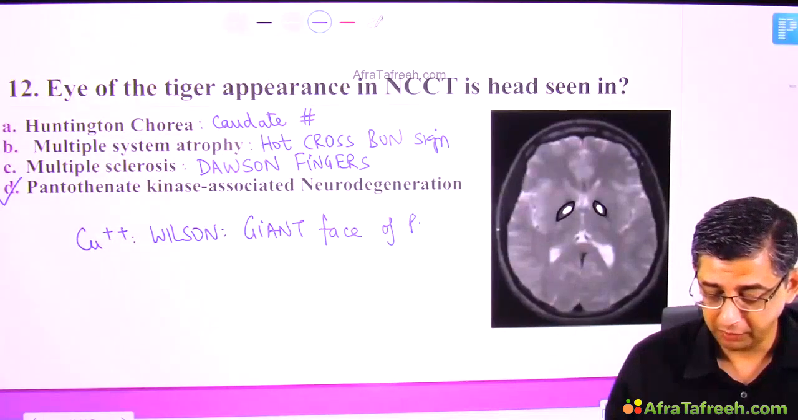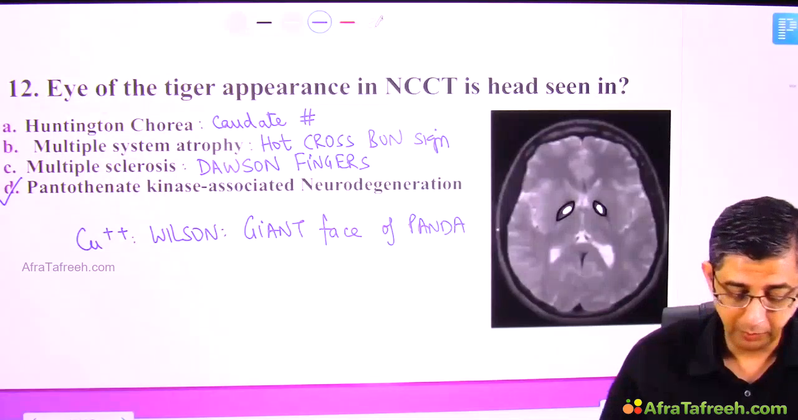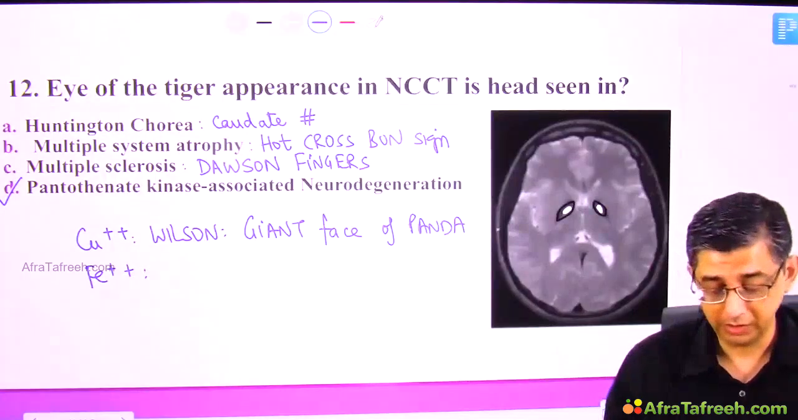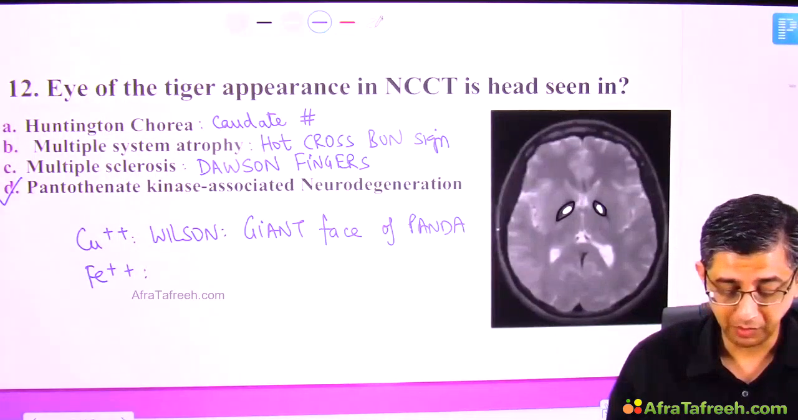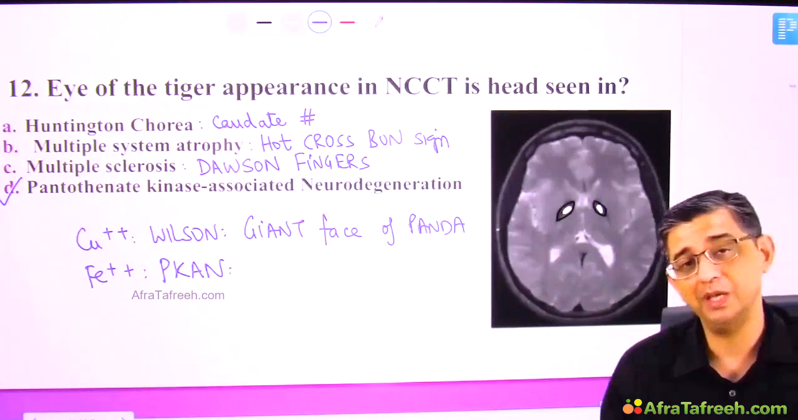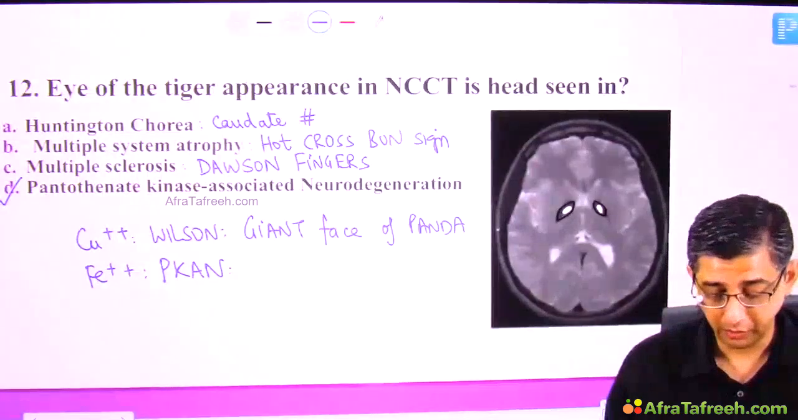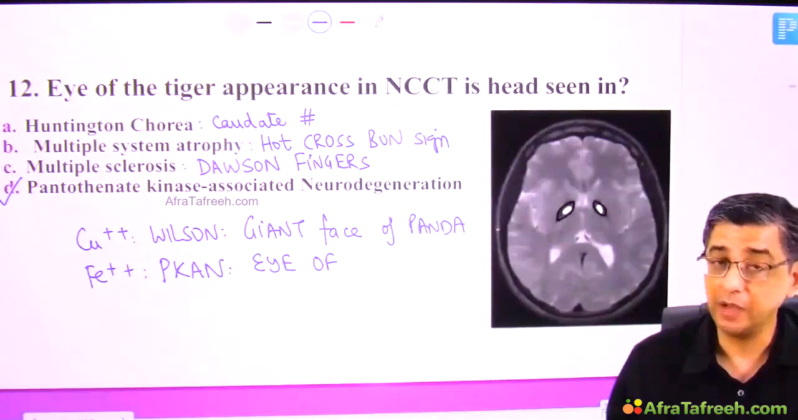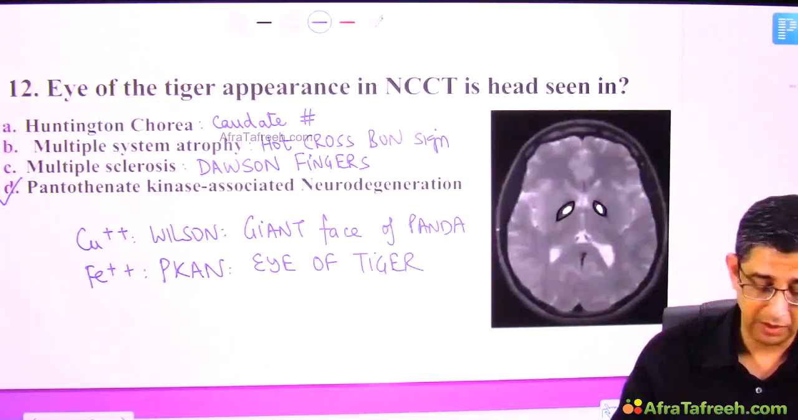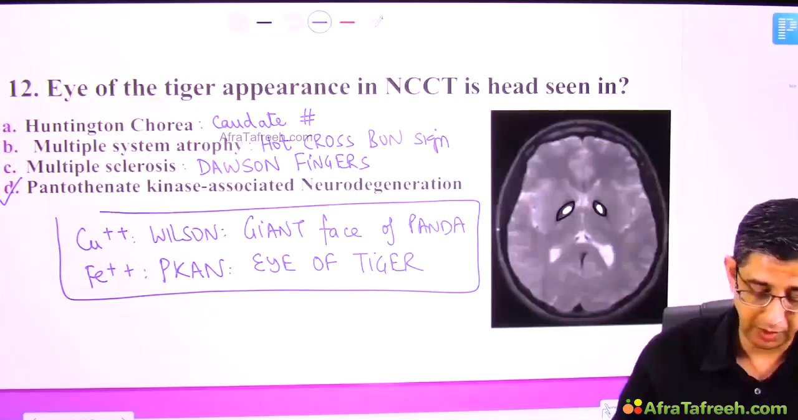On the other hand, if we're going to talk about iron deposition, and this iron deposition is occurring in the putamen, then the disease that we are talking about is pantothenate kinase associated neurodegeneration, that is PKAN, and the radiological term is eye of tiger. So two, I would say, animal inspired signs is what I've highlighted before you. Let's get them right once again, guys: giant face of panda and eye of a tiger appearance.